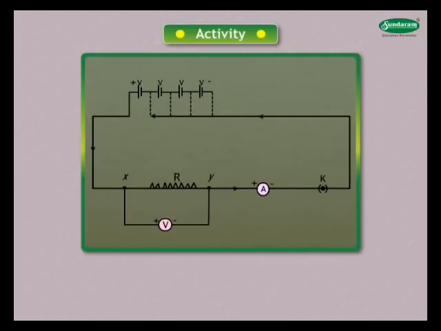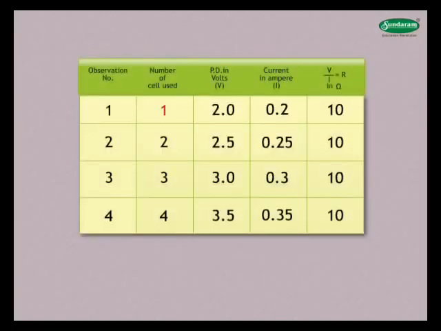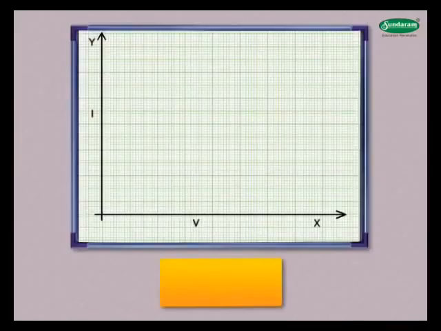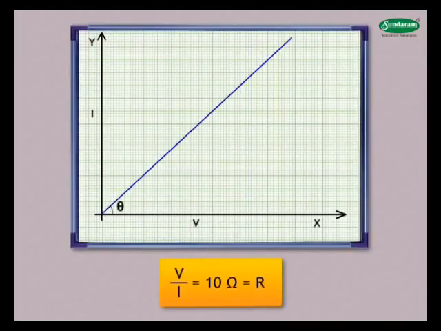Let us perform this activity. Set up a circuit as shown. Use nichrome wire resistance R. Take 4 cells of 1.5 volt each. Nichrome is an alloy of nickel, chromium, manganese and iron. First use one cell. Note the reading in the ammeter and voltmeter. Now connect 2 cells and take the ammeter and voltmeter reading. Repeat the above steps for 3 and 4 cells in the circuit. Tabulate the result as follows and find the ratio of V and I.